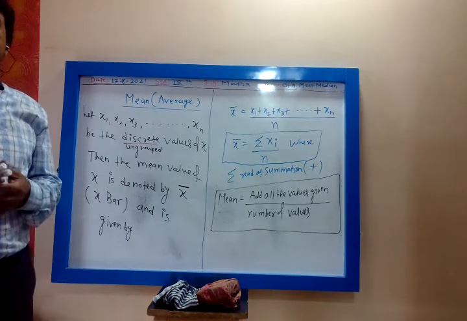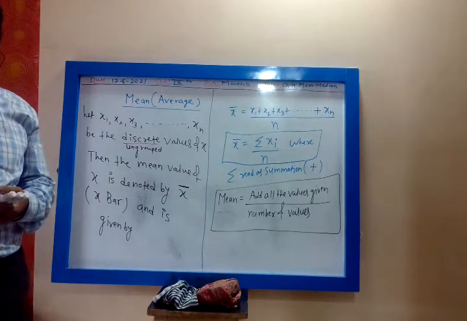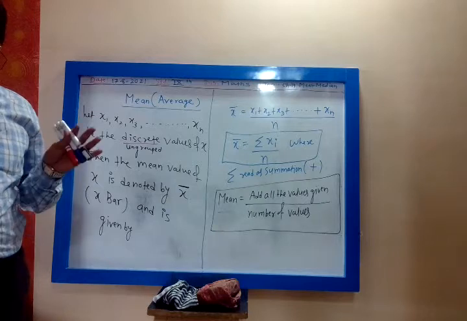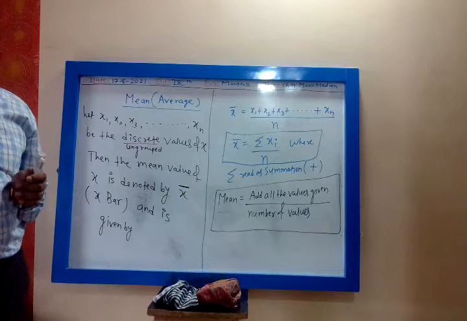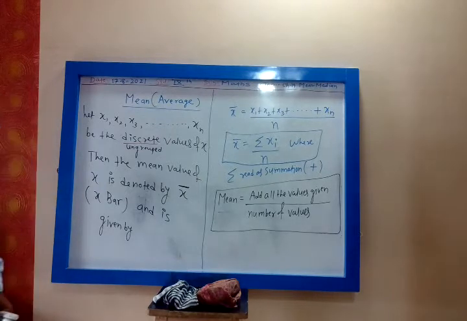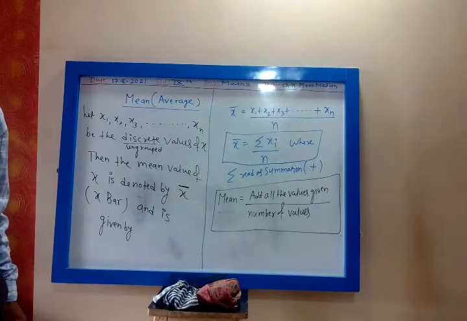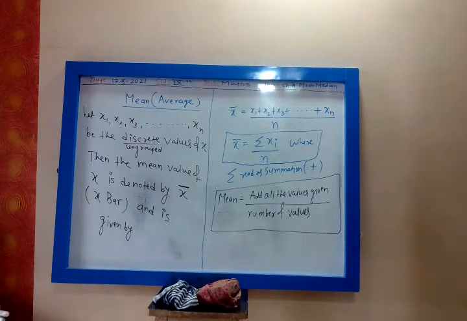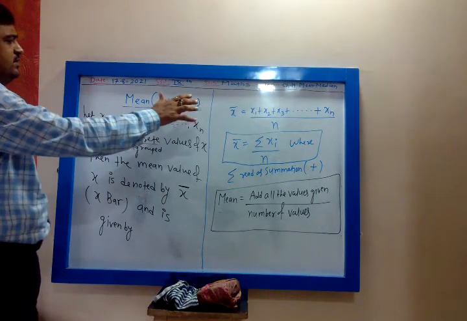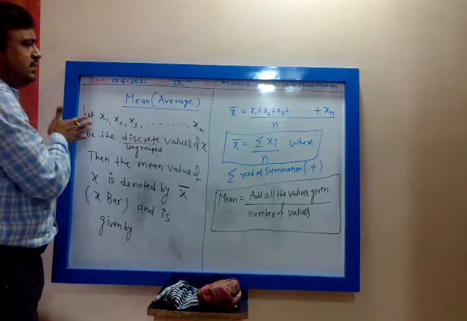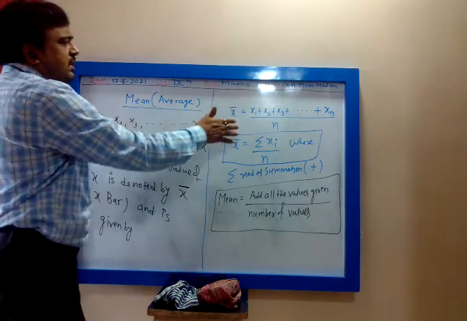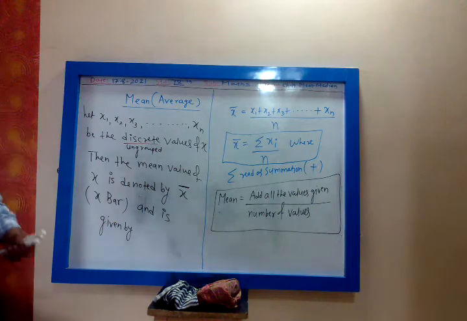And to calculate mean, there is no need to arrange the data in ascending or descending order. For range, first we have to arrange the data in ascending order, and then range will be highest minus lowest. But for mean value, there is no need to arrange the data. You just add all the values of x, and divide that total by the total number of values given.